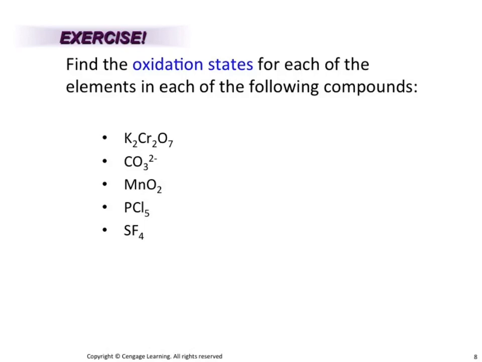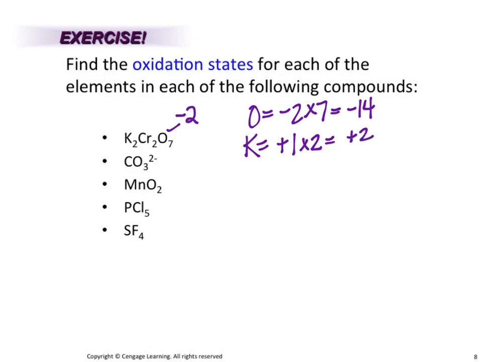Find the oxidation states for each of the following elements. And I'm just going to do the first and second one. So oxygen is always a what? -2 when it's with something. So oxygen is a -2, and there are 7 of them. So that's a total of -14. Potassium has an oxidation number of whatever its charge is, which is +1. And there's 2 of them for a total of +2.